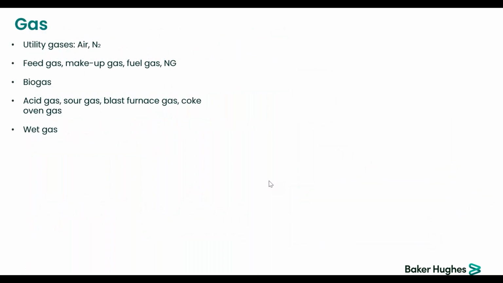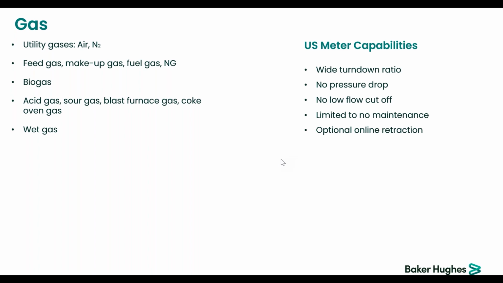The gas applications can be utility gas, air, nitrogen, oxygen, etc., any kind of natural gas or other feed gas, biogas, acid gas, etc. So again, the reasons for moving in this direction will be the turn-down ratio, the absence of pressure drop, and there's no low flow cutoff. Although the error will increase slightly at the very low end, it doesn't cut, okay? And we can have online retraction, which means there's no downtime if accidentally something goes wrong and you need to replace the transducers, for instance. There's no need to shut down the line.